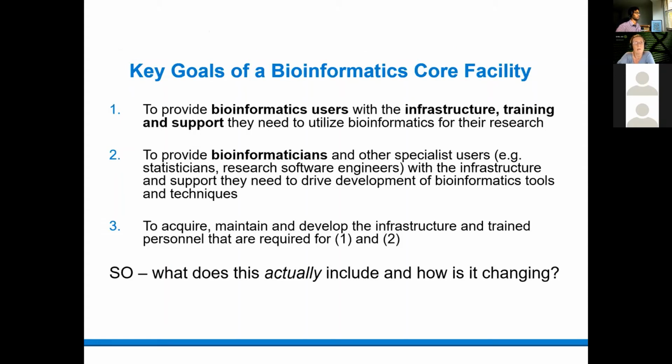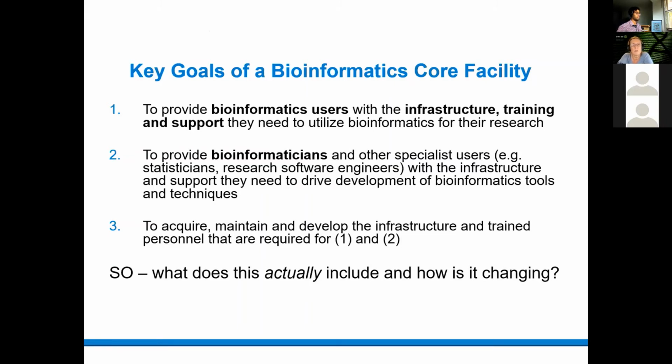So these are the goals that I consider to be key for a bioinformatics facility: to provide bioinformatics users with what they need to do their research, basically, infrastructure, training, and support. But we don't just support bioinformatics users, we're probably also supporting bioinformaticians and other specialist users. So those could be writers of software, they could be statisticians, and they need support as well. So that can be the infrastructure they need to drive the tool development and the technique development that they do.